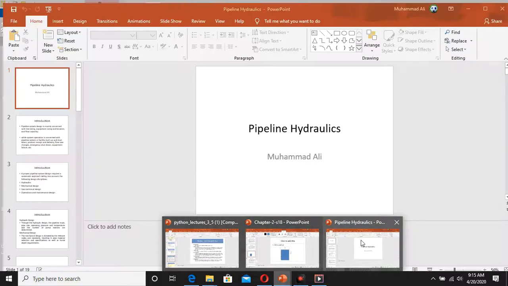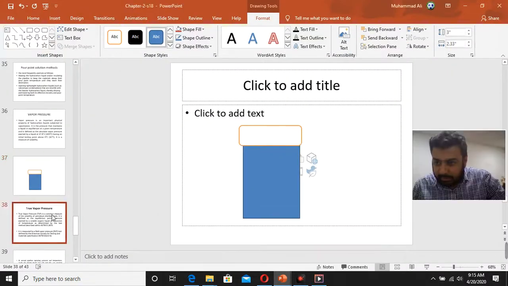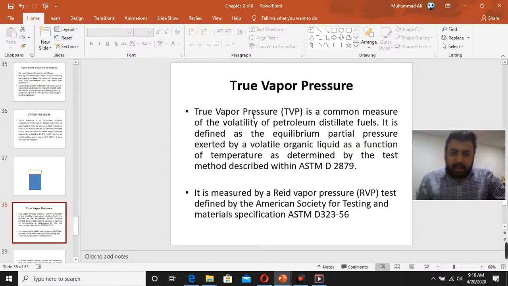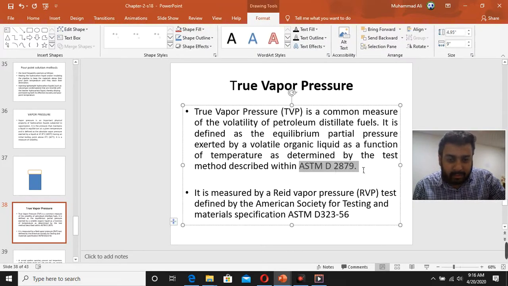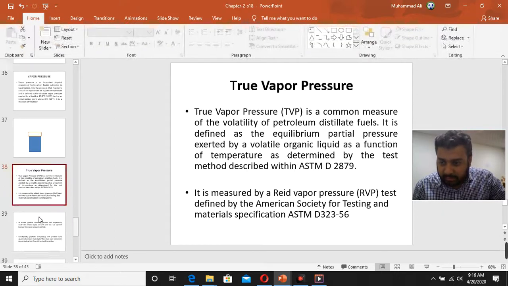So then we have the true vapor pressure, which is a common measurement of the volatility of petroleum distillates, like how much vapor can come out. You can measure it using the ASTM method D2879. This is the American Standard Testing Method that we can use to measure it.